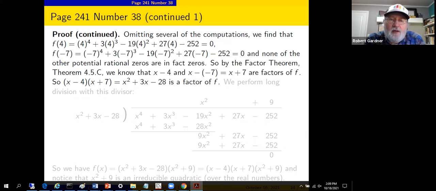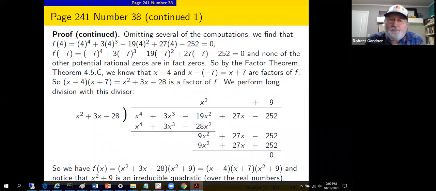As I said, let's do long division. So let's take the original function and divide it by x minus 4 times x plus 7. Divided by this, I need it multiplied out to perform the long division. Trying to eliminate the x to the 4th term, we'll multiply by x squared. That will produce this polynomial.